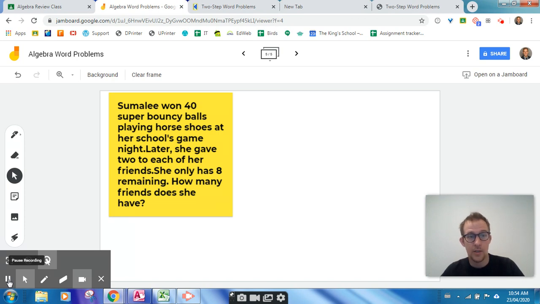So after she had that, she had 40, she took away a certain amount, depending on how many friends she has. So that's going to be a variable. And she only has 8 left. So how can you write that as an equation? And how many friends does she have? How many friends did she give bouncy balls to?